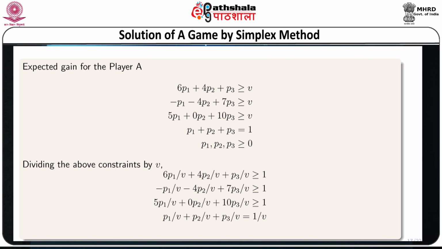The expected gain for player A should be greater than or equal to the value of the game, because player A will try to maximize his gain as much as possible. Now, dividing the above constraints by V, these constraints reduce to the following constraints as shown in the lower part of the slide.